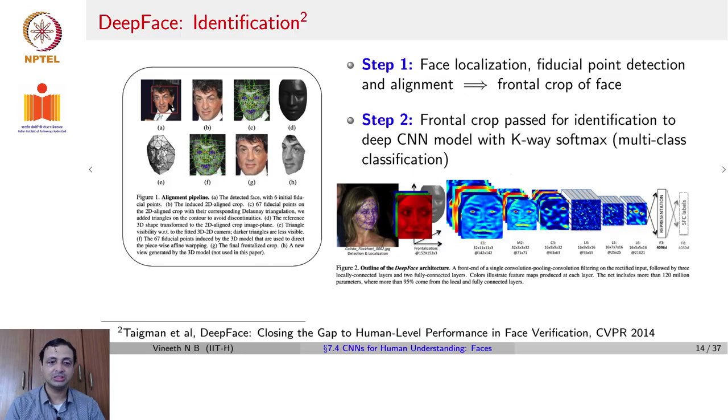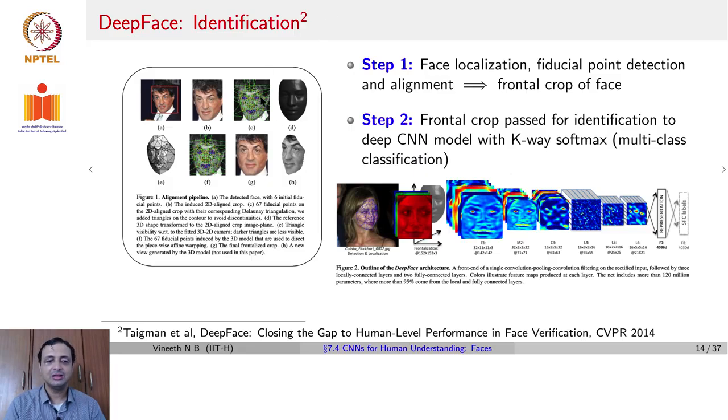This image on the left shows the steps that were involved to obtain the frontal crop. Given the input image, the first step is to detect the face and crop out the face from the image. Then about 67 fiducial points are detected on the 2D crop and they are triangulated. These 67 fiducial points are different markers on the face, such as tip of the nose, corners of the eyes, corners of the lips, and so on and so forth. There are existing methods that can do that.